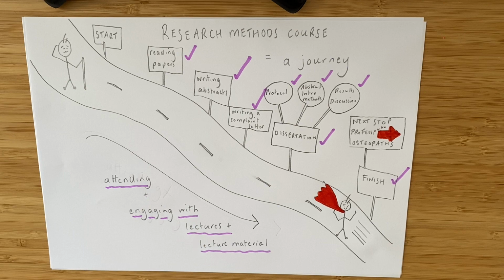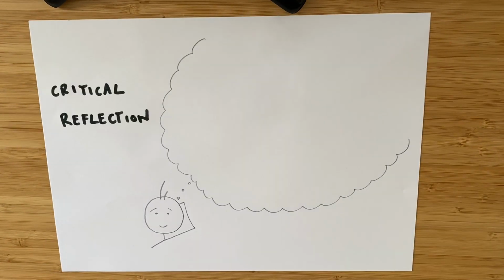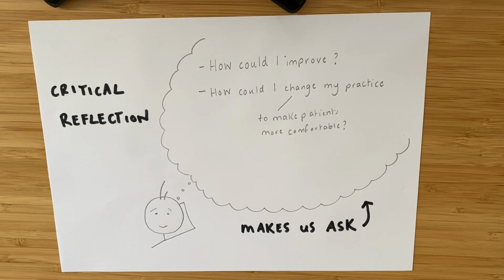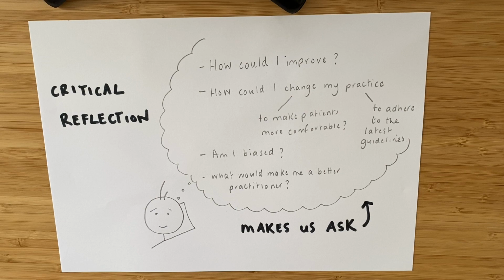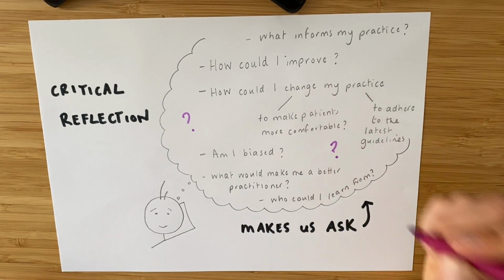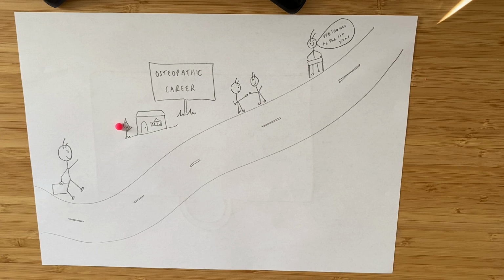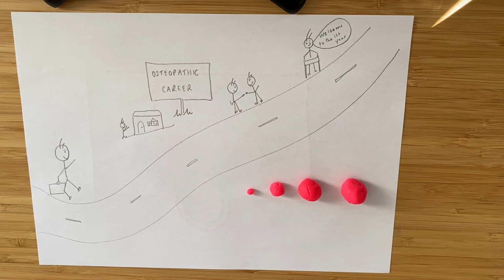So what are some of the questions that critical reflection makes us ask ourselves as practitioners? How could I improve? How could I change my practice to make my patients feel more comfortable, to adhere to the latest guidelines and OPS? Am I being biased? What would make me a better practitioner? What informs my practice? Who could I learn from? All of these questions come about from being critically reflective in our practice. So whether you go on to practice in your own clinic, to interact with other healthcare practitioners in your osteopathic career, or teach in an osteopathic educational institution, critical reflection is a capacity that you can have in your osteopathic toolbox to help you along the way.